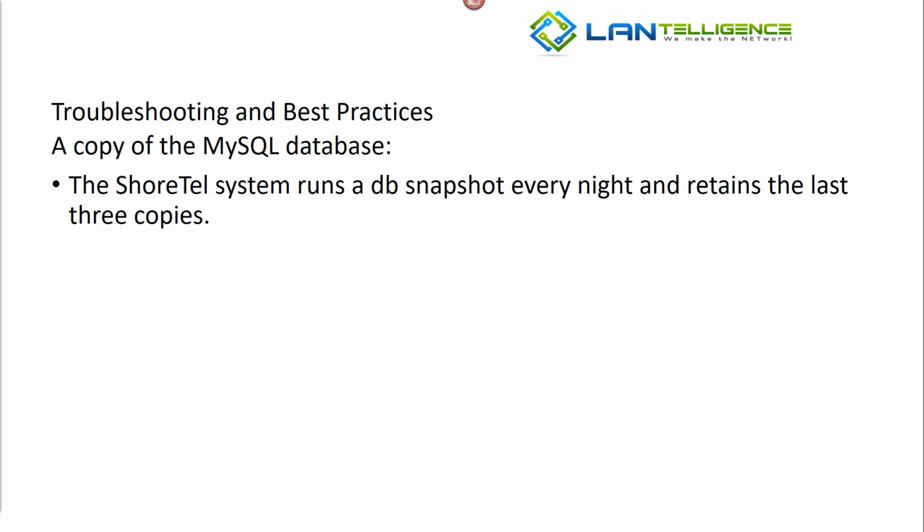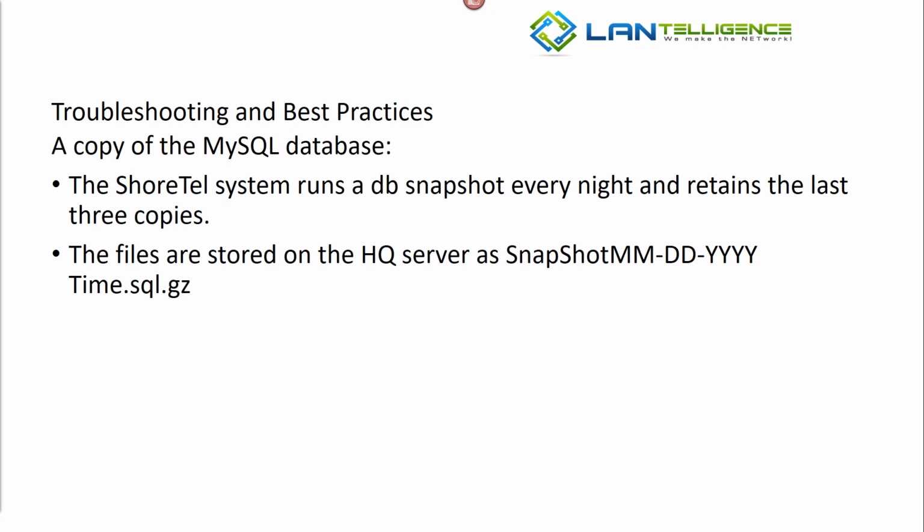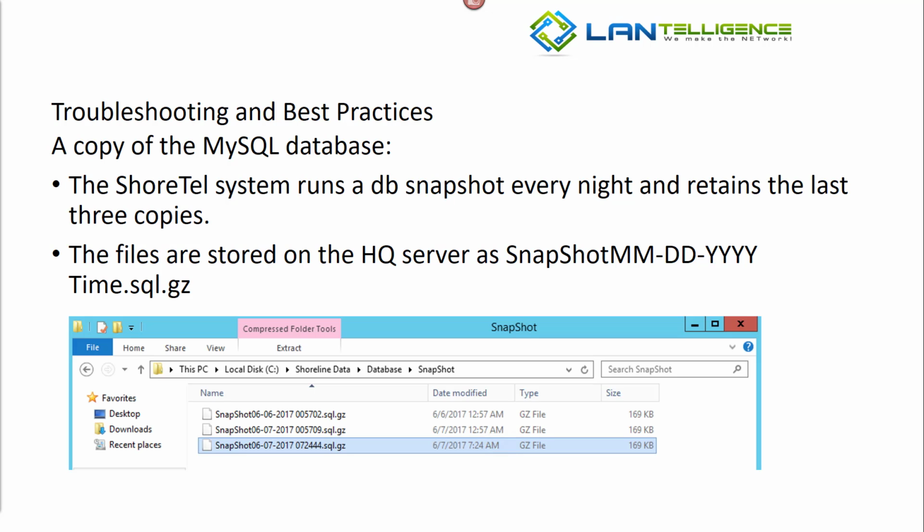Okay, so a copy of the MySQL database. ShoreTel runs a system snapshot every night and retains the last 3 copies of the database. The files are stored on the HQ server as snapshot, month, day, year, and the time. Here under the C drive, Shoreline Data, Database, Snapshot, you've got 3 copies. If you create an ad hoc snapshot on the fly, it will delete the oldest one and only keep 3 there. So it's always keeping 3 versions.